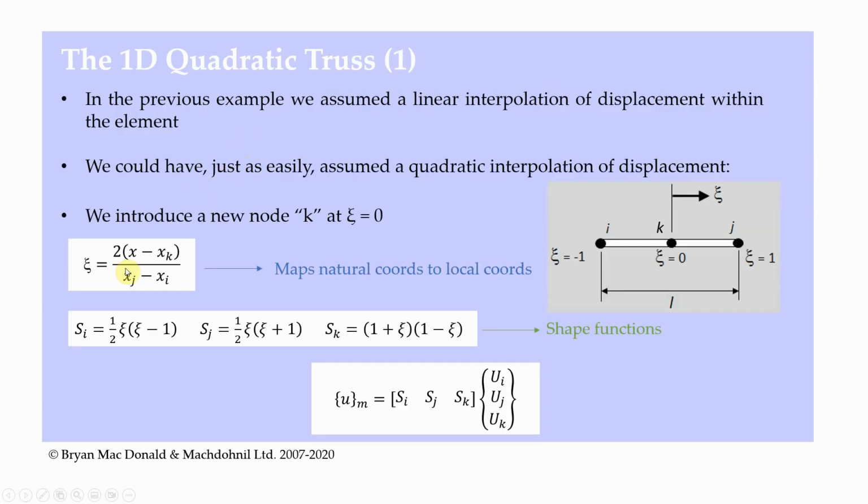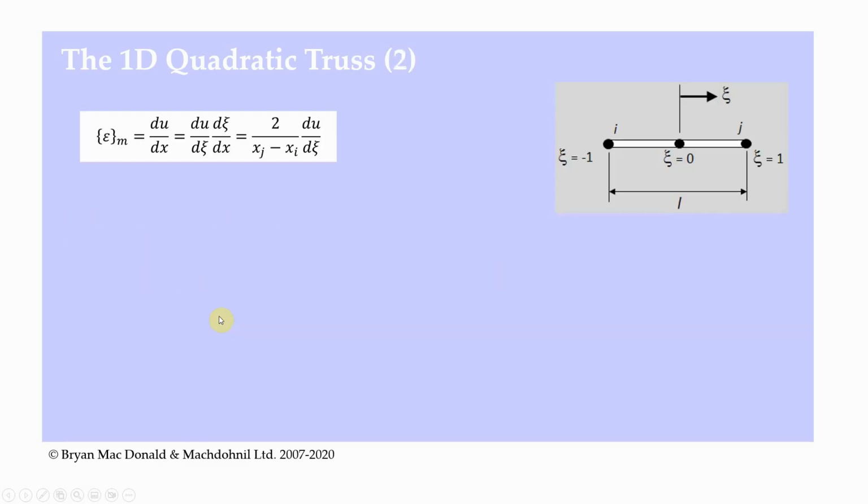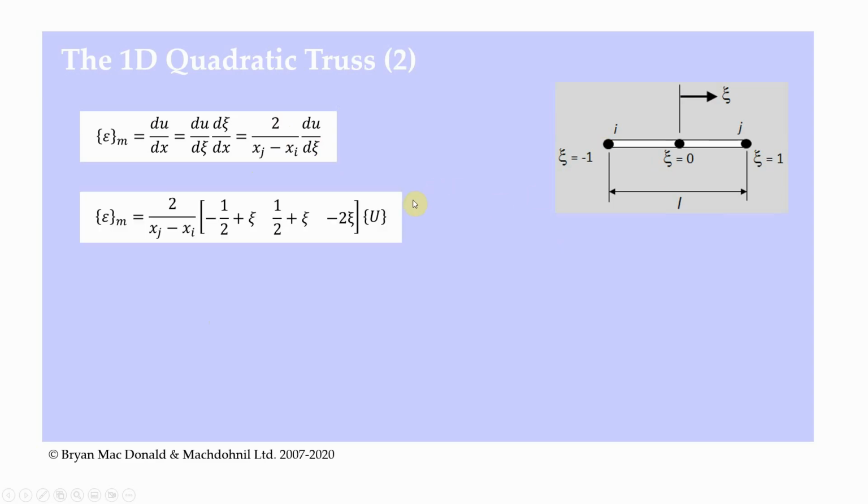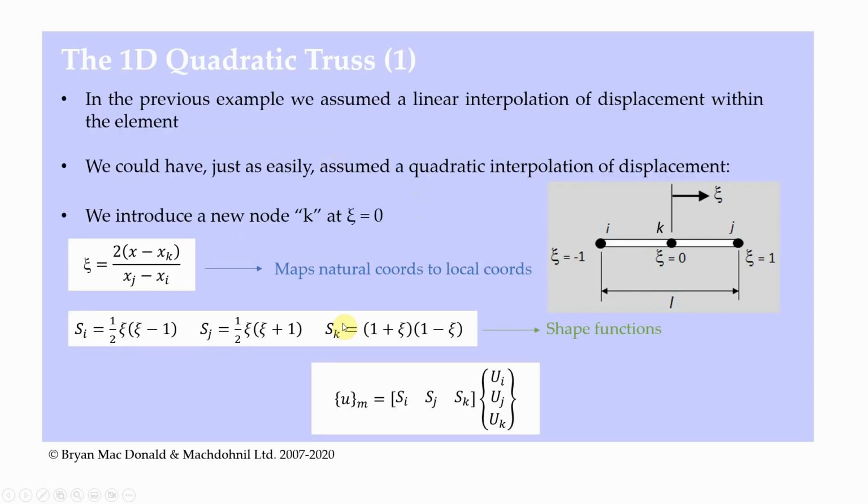From the previous slide, we've said eta is this here. If we differentiate that with respect to x, that is going to give us 2 all over xj minus xi. So our strain is going to be 2 all over xj minus xi times du d eta. Remember, xj is the coordinate of node j, xi is the coordinate of node i. And again, we can expand du d eta. Remember, we've just said that u is equal to the shape functions times the displacement of the nodes. The displacement of the nodes here will just be constants. So essentially, if we differentiate the shape functions, we get du d eta.